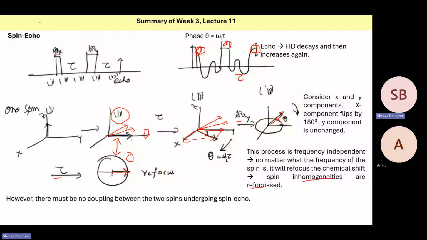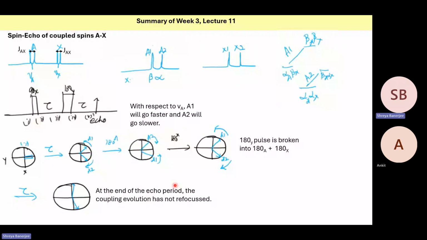But there is one assumption we have taken in this whole process, that there should be no coupling between the spins. So here we have completely ignored the spin-spin coupling phenomenon. So now we will include the coupling also. So imagine an AX coupled system where A is interacting with X and X is interacting with A. So both A and X split up into doublets. We have seen this in the previous class. And the frequency difference between the doublets is called the spin-spin coupling constant.